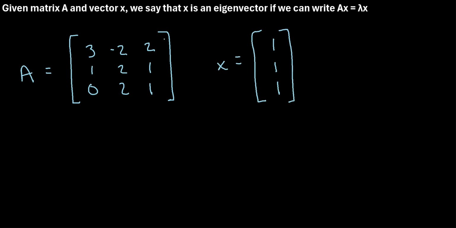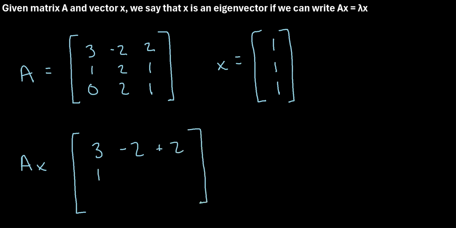All right, let's check out one more example. Let's say we have the same matrix A, but now we will have a new vector x, and we want to know, is this vector x an eigenvector? Well, we'll do the same process where we say, let's just do A times x, and let's see what we get. So first we get 3 times 1, 3, plus negative 2 times 1, so minus 2, plus 2 times 1, so plus 2. In the second row we get 1 times 1, which is 1, plus 2 times 1, which is 2, plus 1 times 1, so plus 1. And in the last row we get 0 times 1, which is 0, plus 2 times 1, which is 2, plus 1 times 1, which is 1.